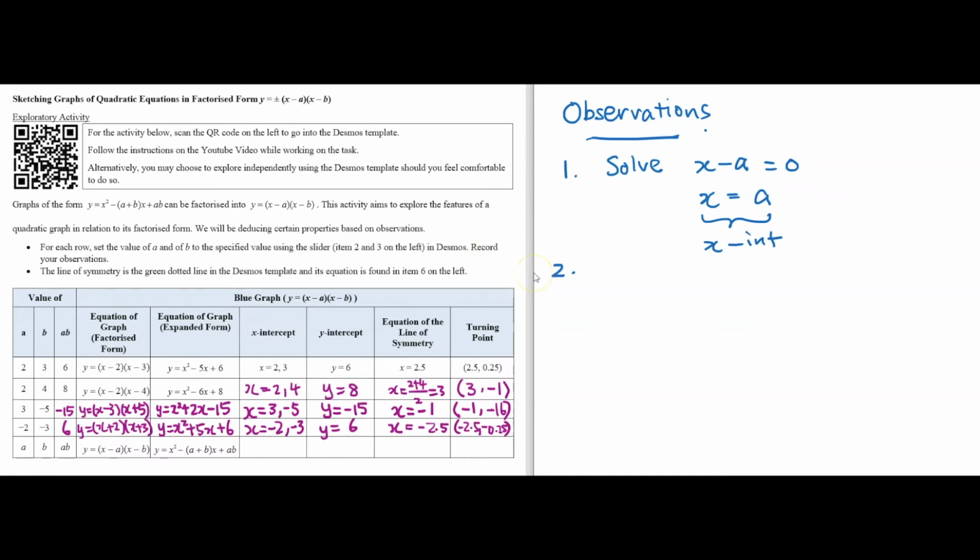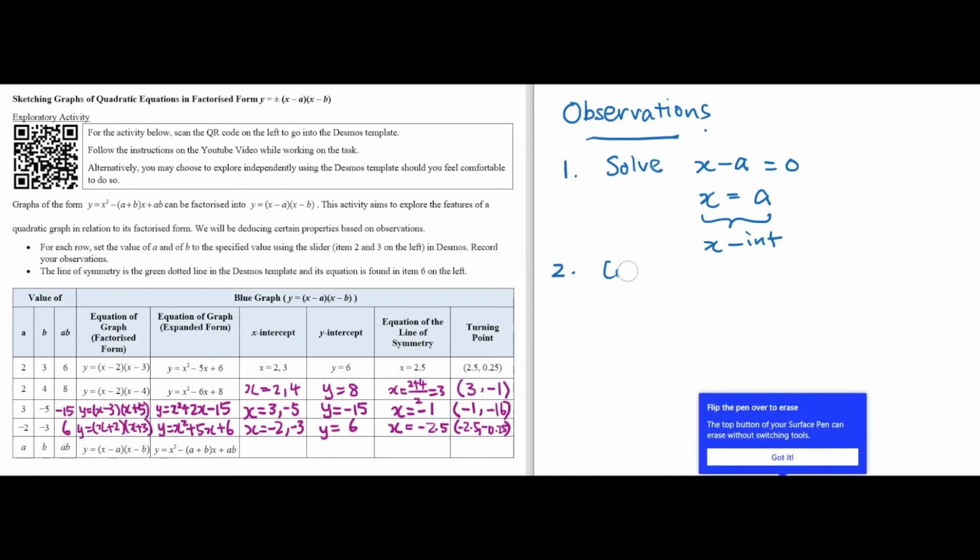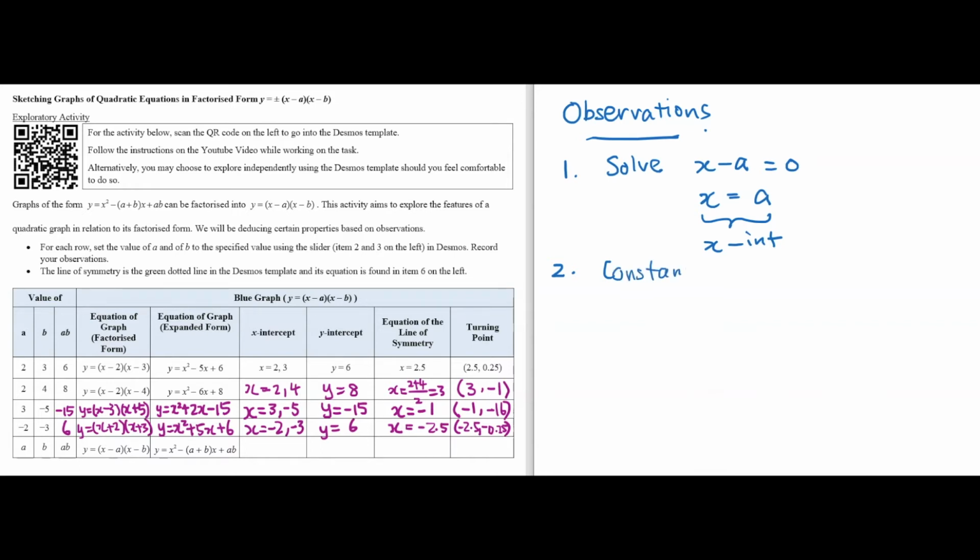Okay. Second, my observation is that the constant, oops, let me try to erase that. So my constant in expanded form is the y-intercept. Okay, that leads to the y-intercept. So we'll put that in more specific form over here later on.